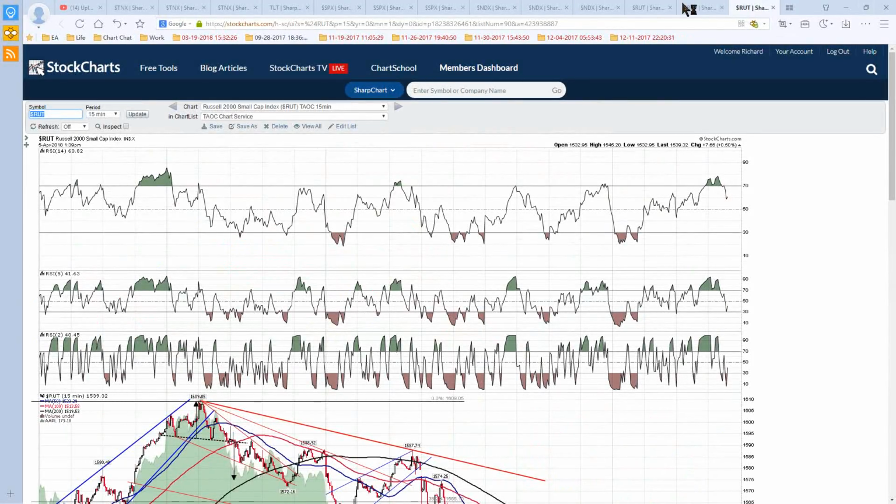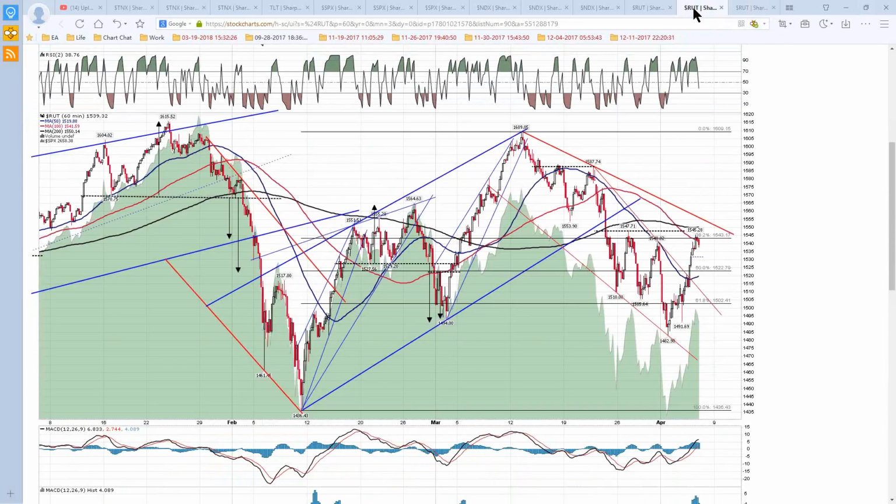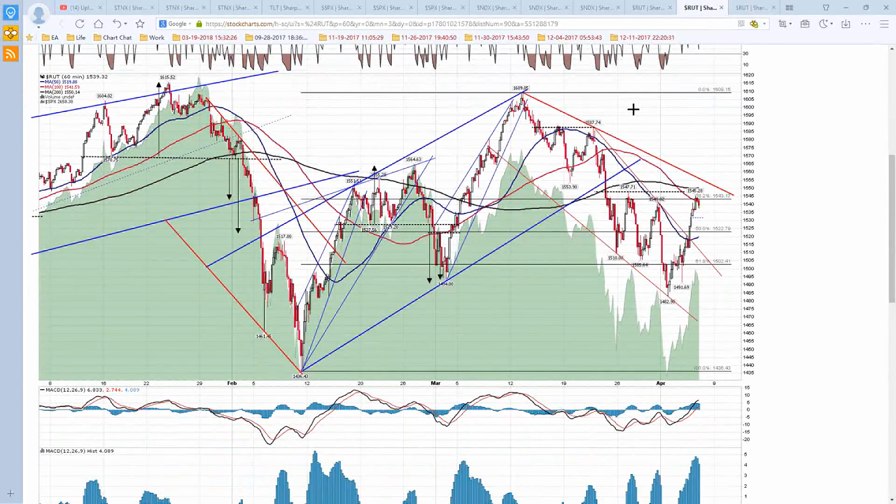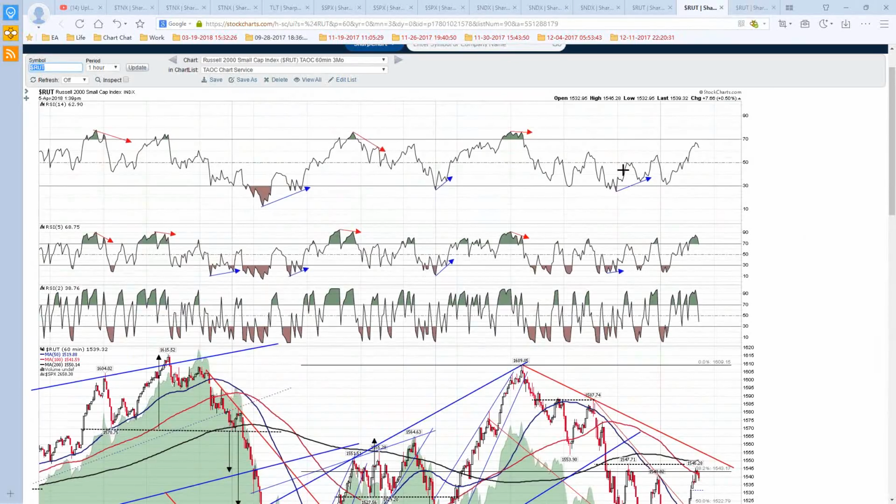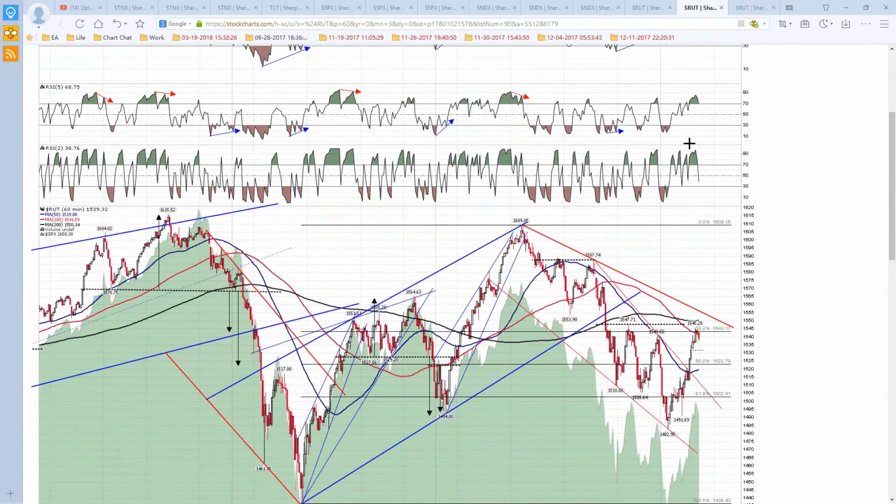I don't have a bigger picture 15-minute there. I think I've got one. I've got an RSI 5 one brewing, I think, on SPX, but I'll come to that in a minute. Now, here we've got a 60-minute buy signal that's been active for a while, and that's now made the possible near miss target. It doesn't need to go any higher.